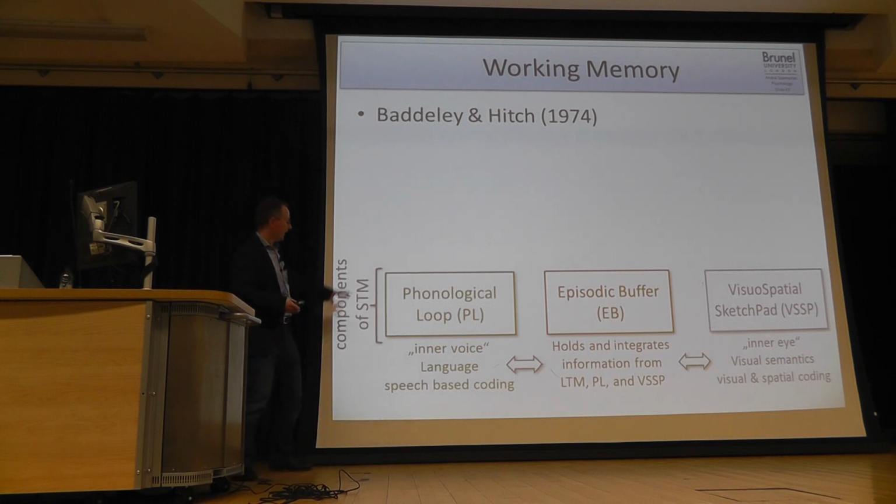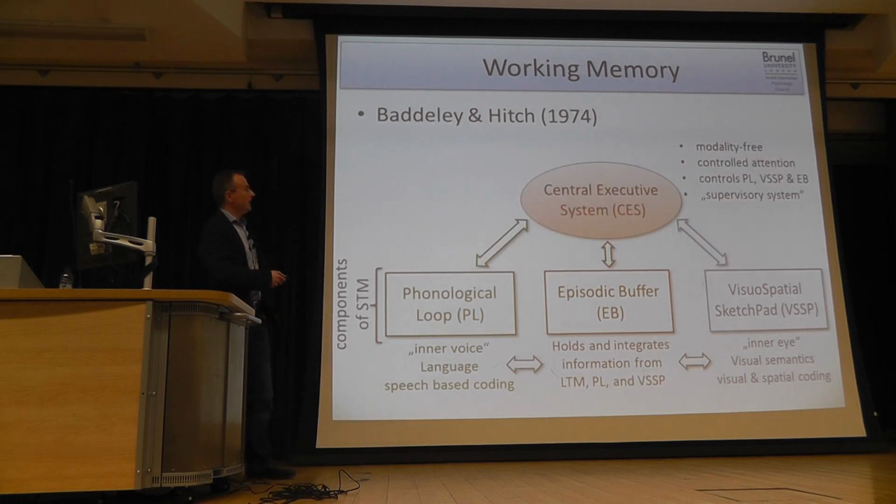Now, by squeezing it all down here, you may guess there's some more coming up, and that's what they proposed to be a central executive system of working memory. And that is a supervisory system which controls these subsystems. So this CES, the Central Executive System, is supposed to be modality free, so independent of whether it's verbal or spatial information.